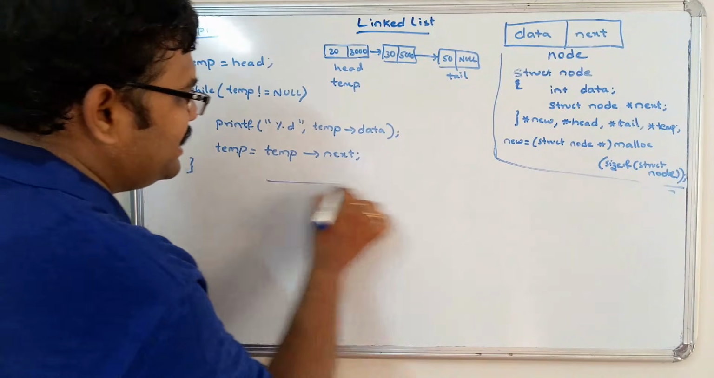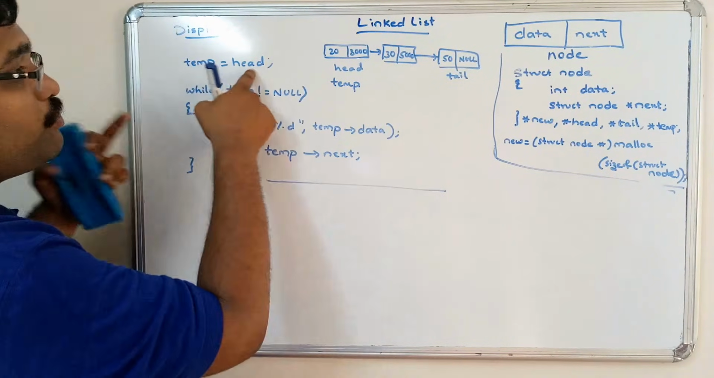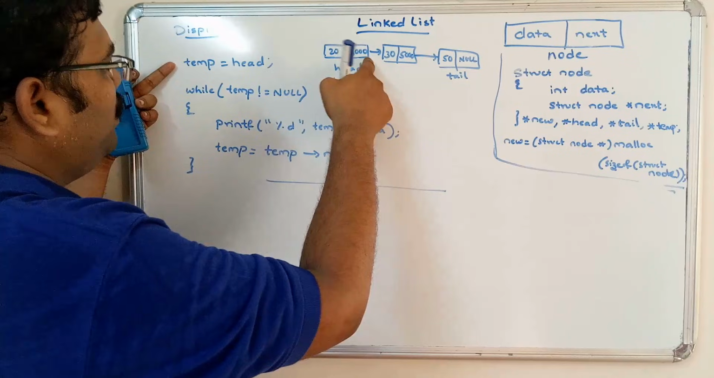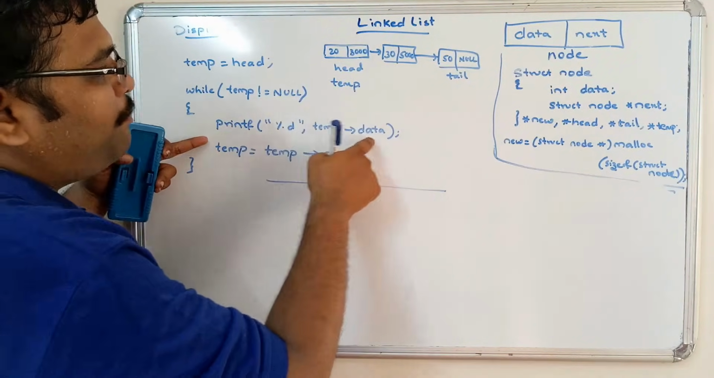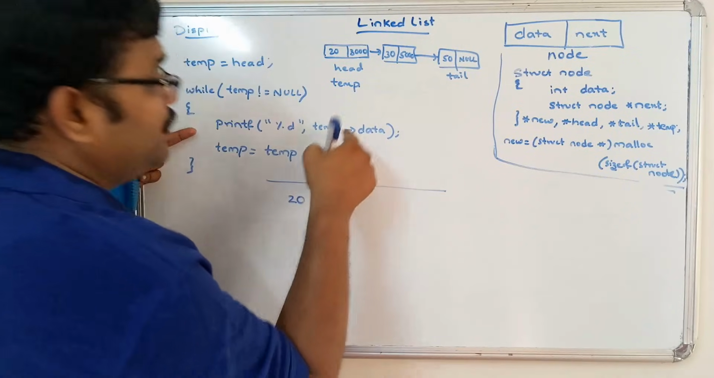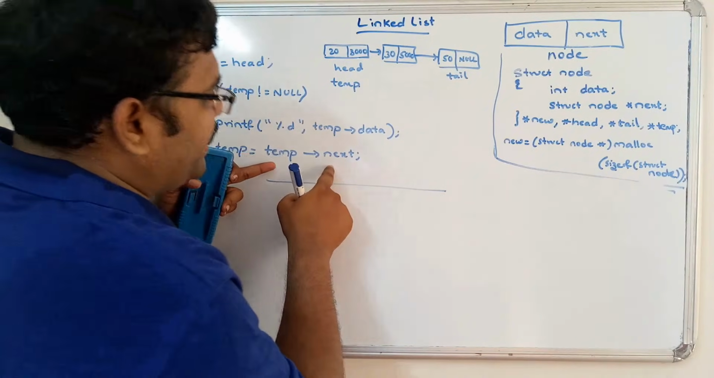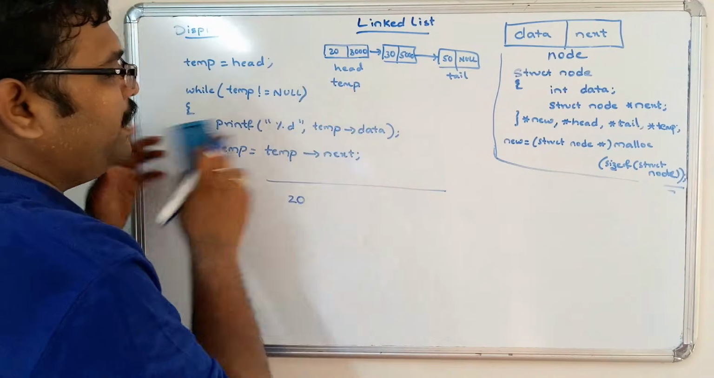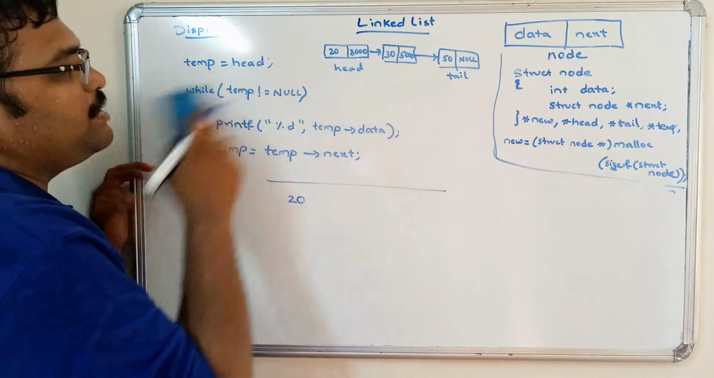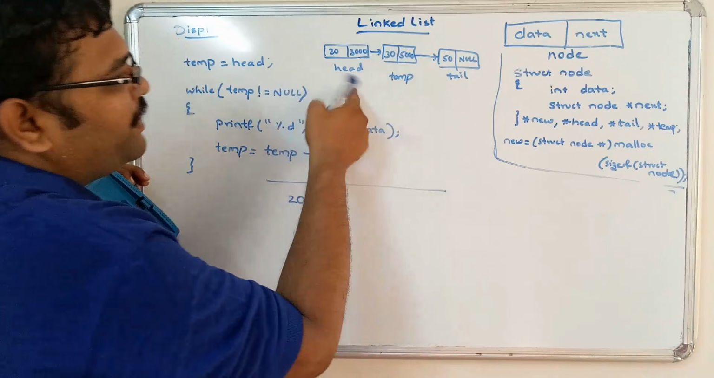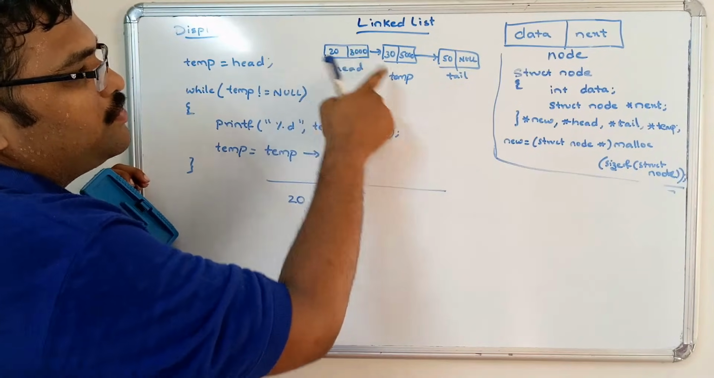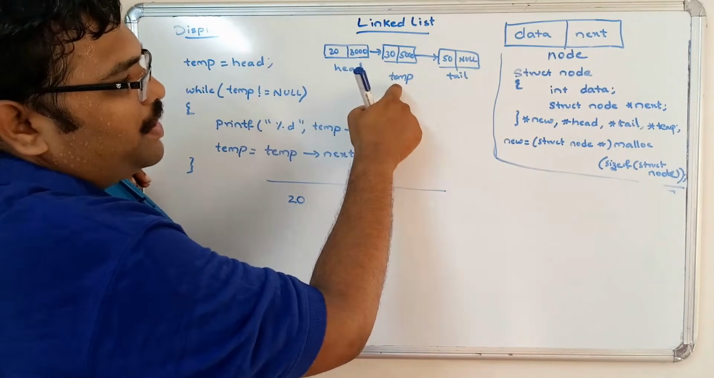So let us trace here. First temp is equal to head. Here temp will be this one. Next, temp not equal to null. So true. Temp of data will be printed here. Next temp is equal to temp of next. So now temp will be pointing to this one. Temp of next means this 3000, address 3000 means this one.